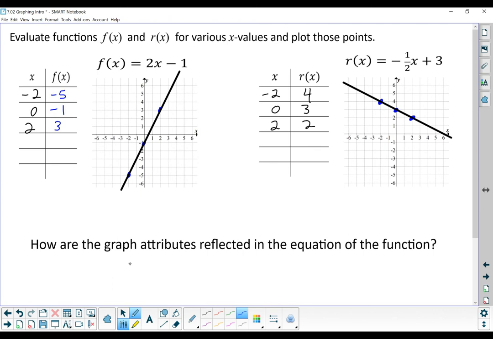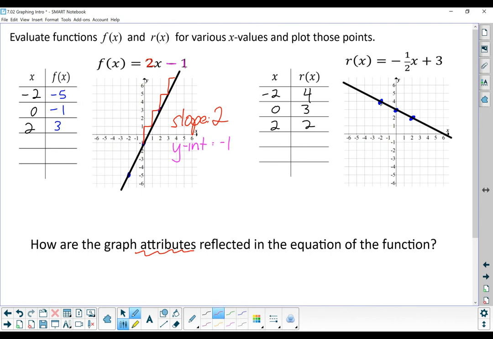So the question I have is, how are the attributes of the graph reflected in the equation of the function? Well, let's look at this graph and see what its slope is. Its slope is 2. And its y-intercept is negative 1. Can you see where that 2 and that negative 1 are showing up in the equation?